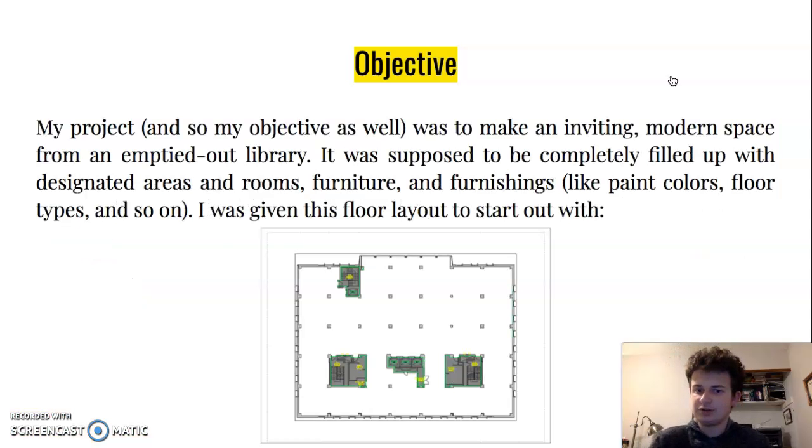So my objective, and my project, was to make an inviting modern space from an emptied out library. It was supposed to be completely filled up with designated areas and rooms, furniture, and furnishings, like paint colors, floor types, and so on. I was given this floor layout to start with. It was just blank. There's some restrooms, some staircases, custodian rooms. I think there were three staircases, but I was given that to start off with, and I was supposed to put rooms and furniture and furnishings inside that.